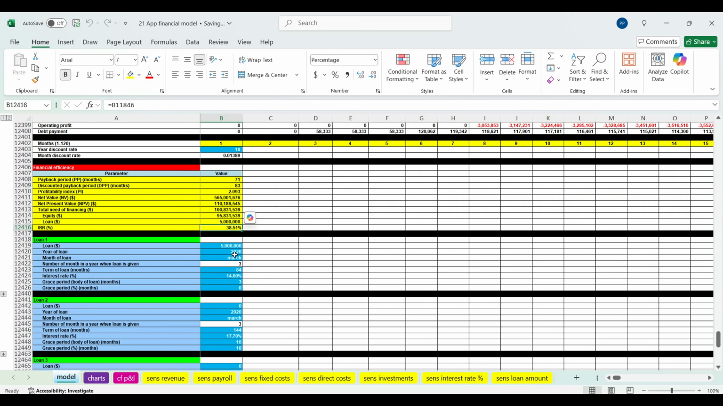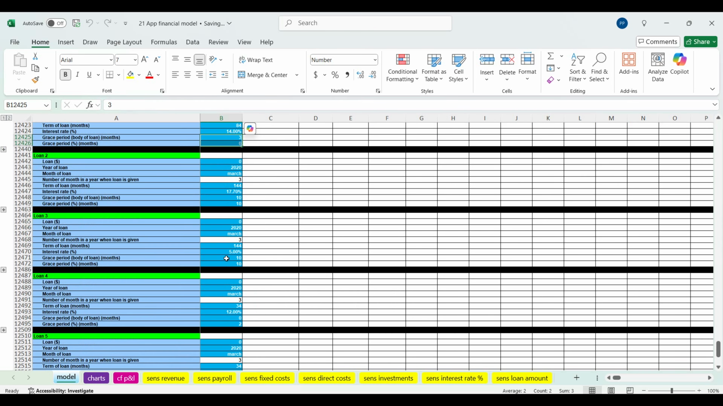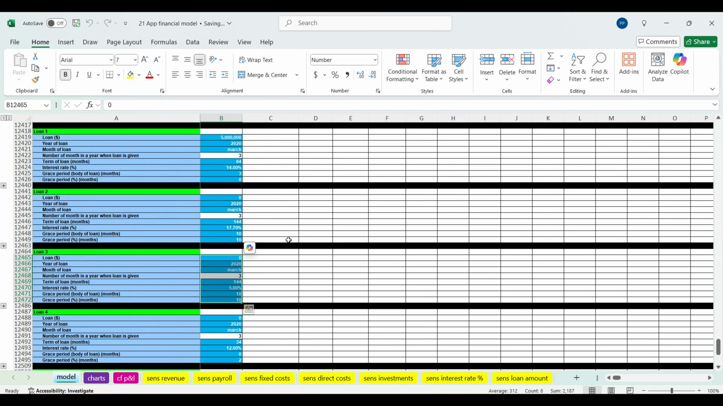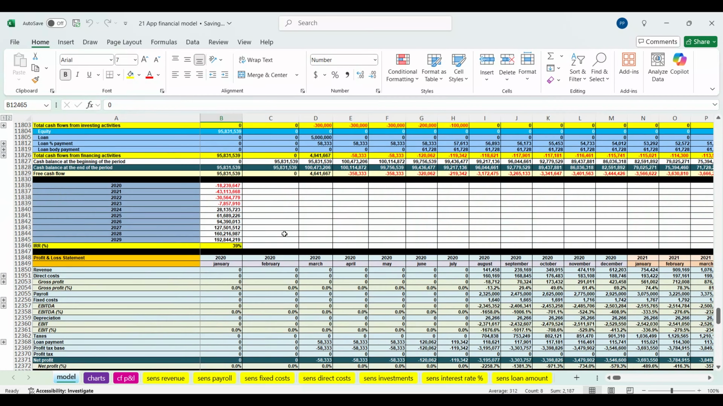If we have any loans, we can specify the amount of loans, term of loans, year and month. We can specify the term of loan in months. When we get this loan year and month, then we can specify the interest rate, the grace period for interest payments, and principal payments. So we have several loans that we can add to the project, and they will be living here.